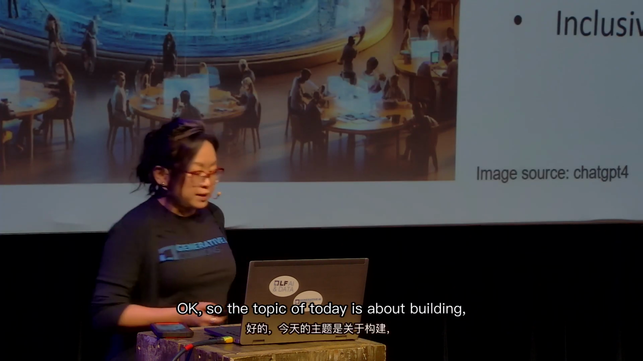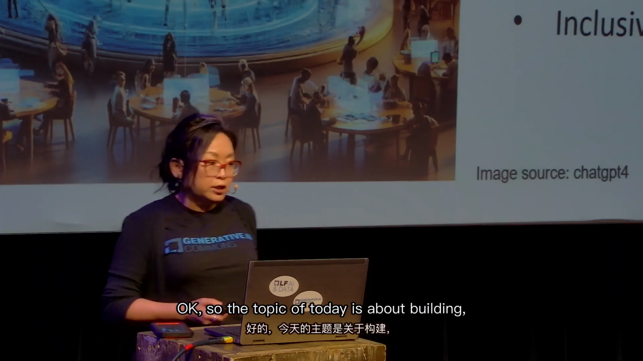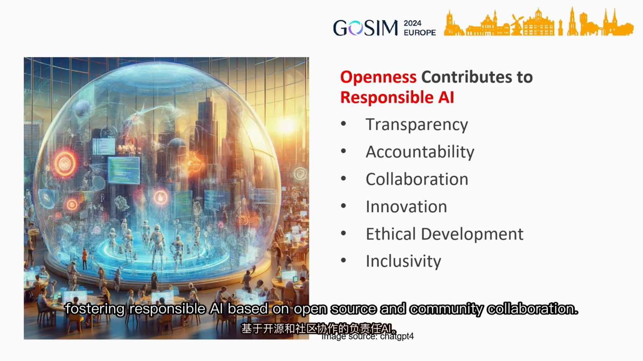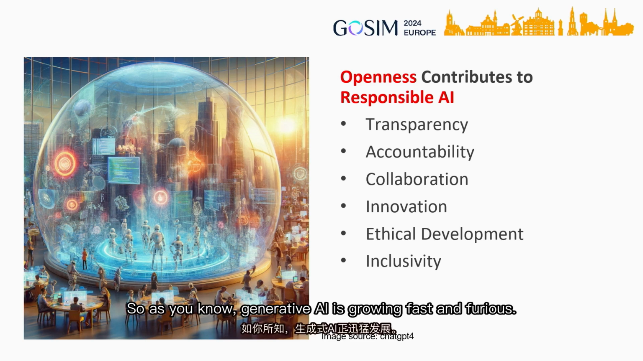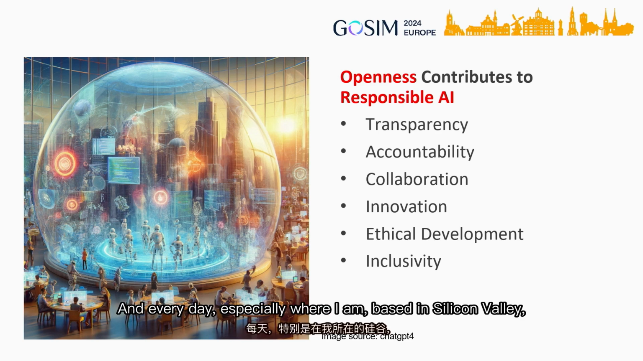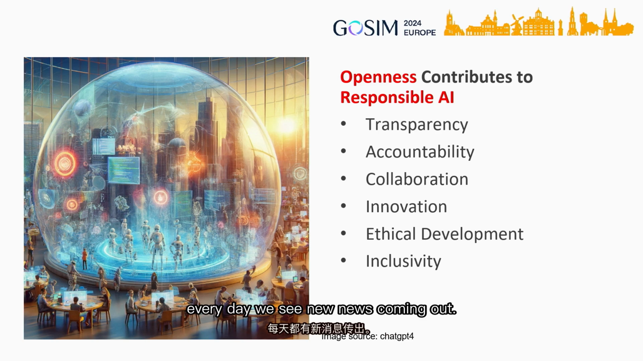Okay. So the topic of today is about building and fostering responsible AI based on open source and community collaboration. As you know, generative AI is growing fast and furious. And every day, especially where I am in Silicon Valley, we see new news coming out. Oh yeah, this new model, these new capabilities. It's like we're in this fast race. But one should really stop and think.